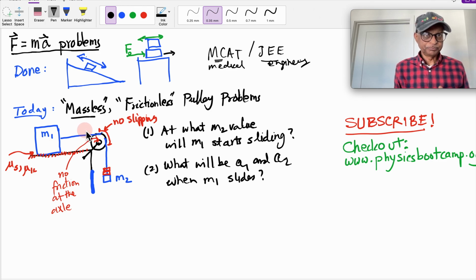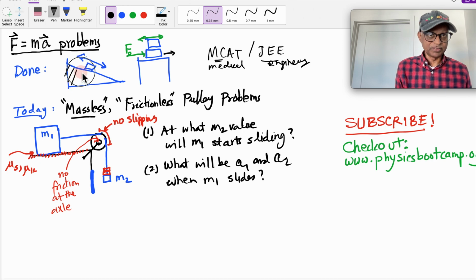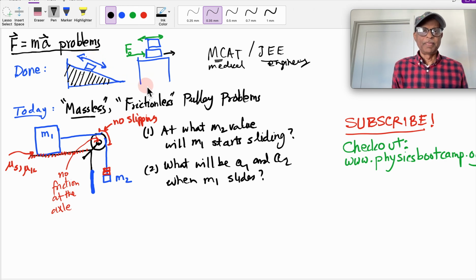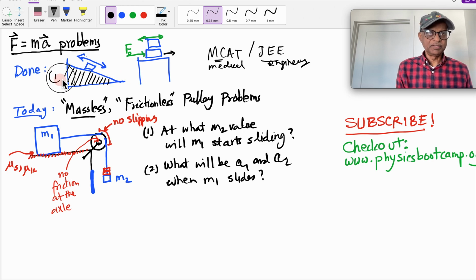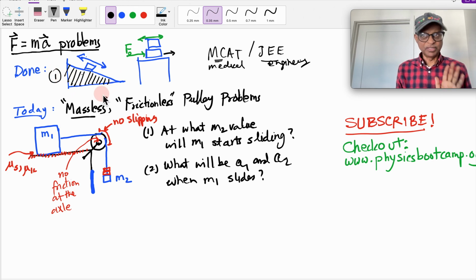Here is what we have done. You can find it in previous videos. So this problem is called an inclined plane, but this is fixed. So there's only one body that can move or slide. So this is one problem we have done. Very classic. You should know the ins and outs of that problem.